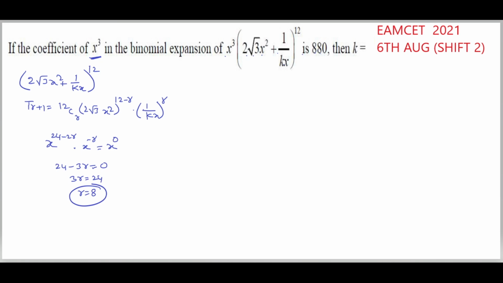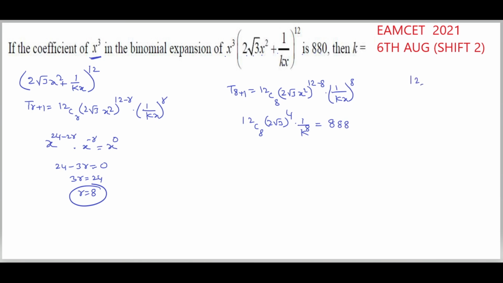So substituting r = 8 in T(r+1), that is T(8+1) = 12C8 (2√3 x²)^(12−8) into (1/(kx))^8. This is the coefficient of 12C8 (2√3)^4 into 1/k^8. Here (x²)^4 and x^8 cancelled. This value is given as 880.